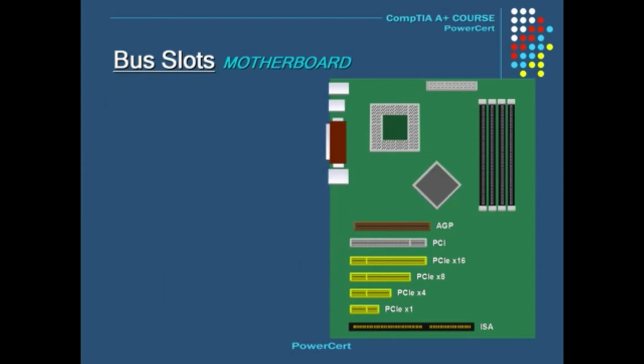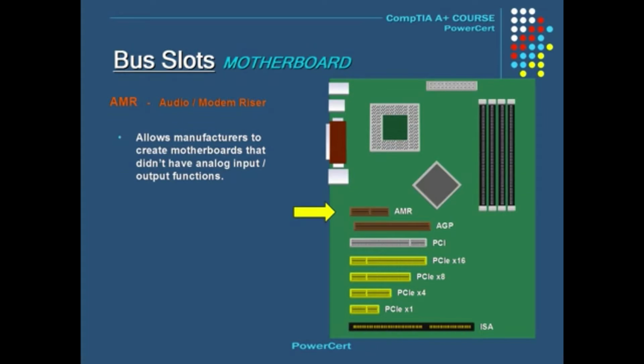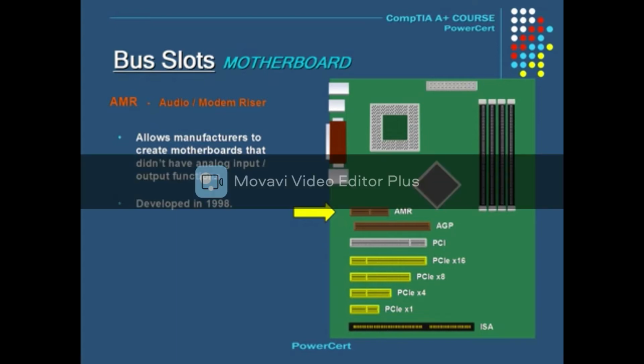Some older motherboards may contain a bus slot called AMR, which stands for Audio Modem Riser. The purpose of the AMR was to allow the manufacturers to create motherboards that didn't have analog input-output functions. By using AMR, this analog function can now be created by inserting an expansion card, such as a modem or sound card, into the AMR slot. This slot was developed by Intel in 1998 and is about half the size of a standard PCI slot.